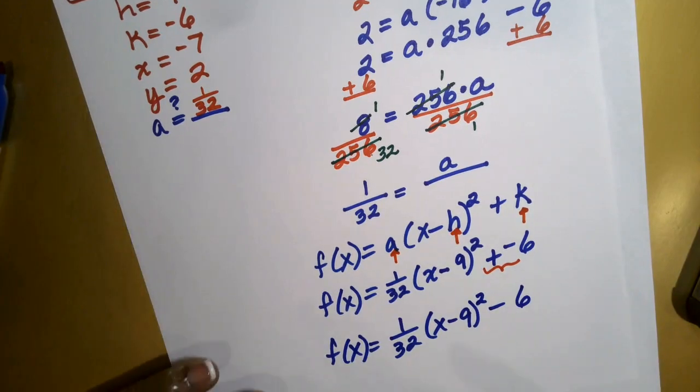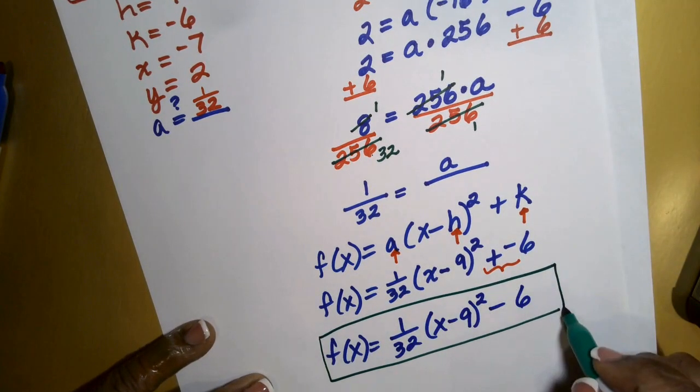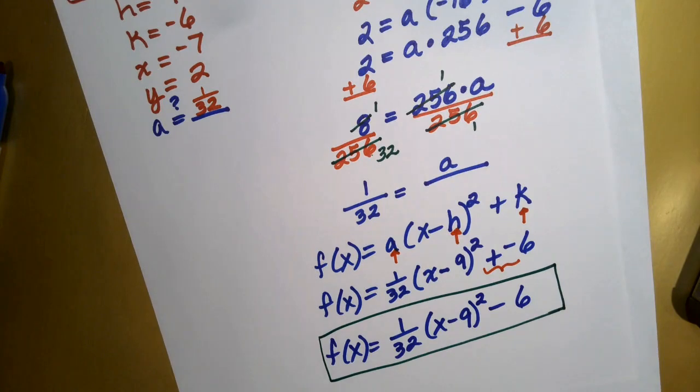And we have found the quadratic function in standard form with a vertex of 9, negative 6, passing through the point negative 7, 2.